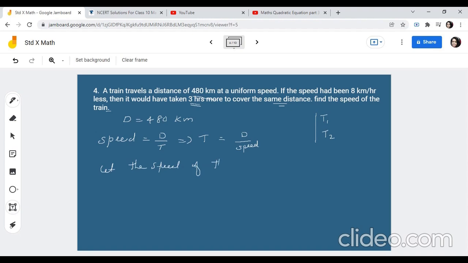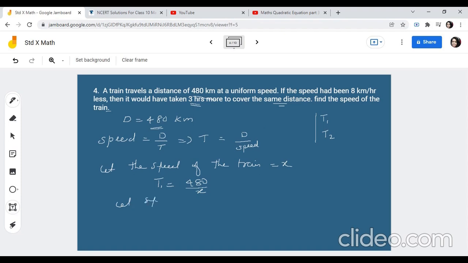Suppose, let the speed of the train be equal to x. Then what will be the time taken? Because you know that in both cases the distance covered must be 480. Let the speed of the train be equal to x, which means the time taken is equal to 480 by x. So consider, if x is the speed, let us assume that t1 is the time taken. Okay. Now, what about the second case?